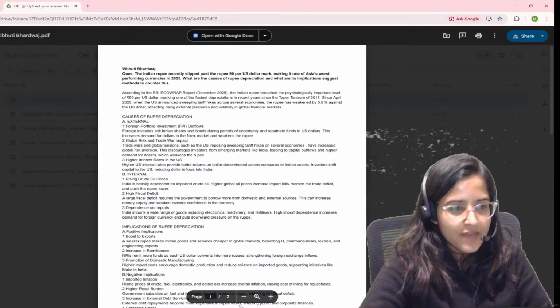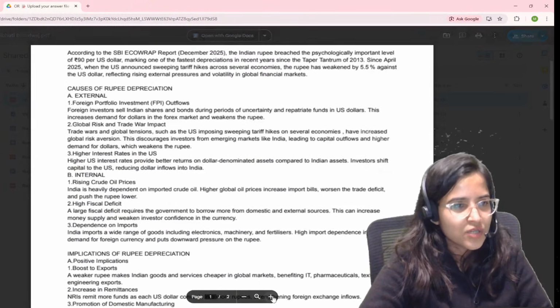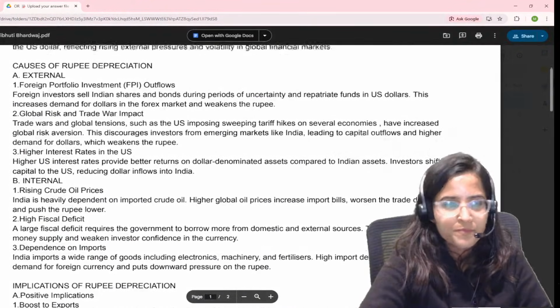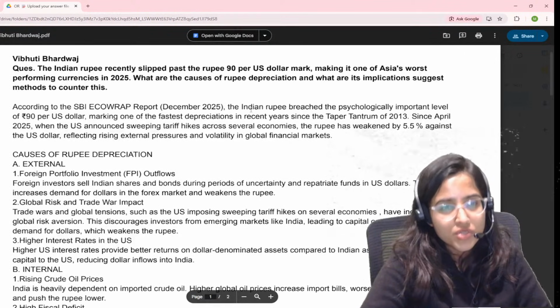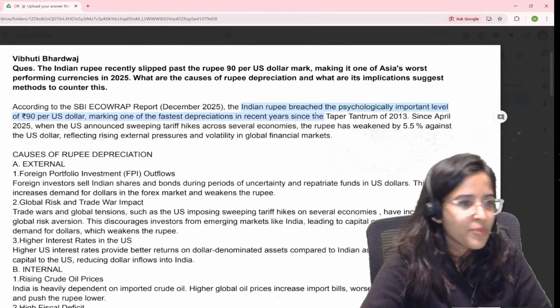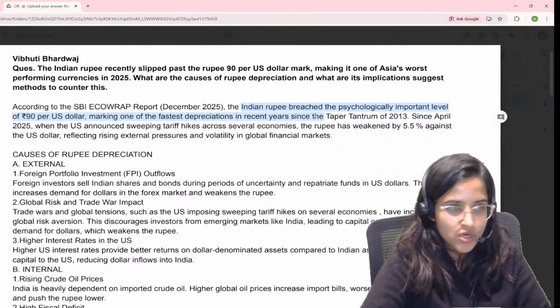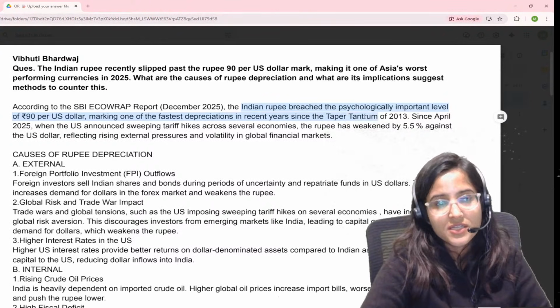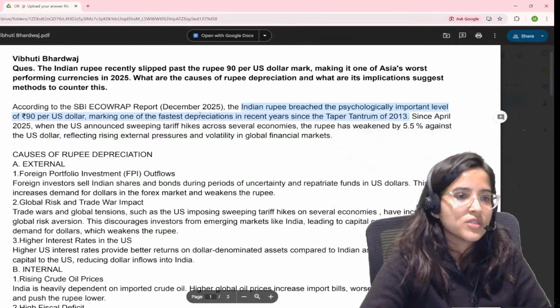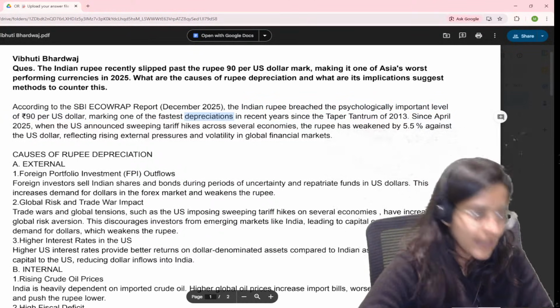Fine. Then we have Vibhuti's answer. Let's take a look at Vibhuti's answer also. So further, according to SBI Eco Wrap report, the Indian rupee breached the psychologically important level of 90 per US dollar, marking the fastest depreciation in recent years since the taper tantrum of 2013. What a introduction you have written.